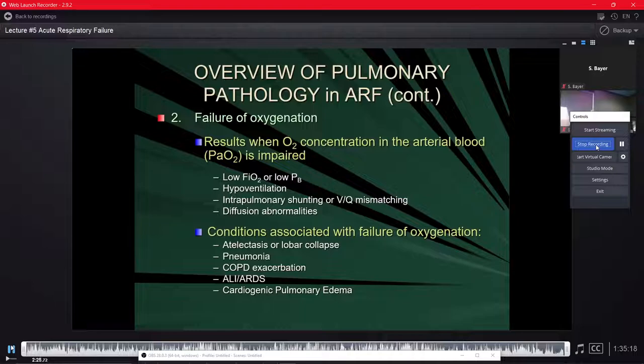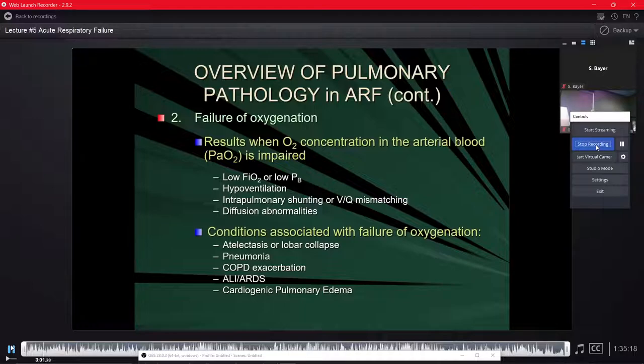So we also have failure of oxygenation. This happens when our O2 concentration in the arterial blood is decreased. Let me quickly remind you that a normal arterial blood gas, or ABG, would be a pH of 7.35 to 7.45, a carbon dioxide, the PaCO2, of 35 to 45, a PaO2 for the oxygen of 80 to 100, and a bicarbonate level, or HCO3, of 22 to 26. Some books say 22 to 27 or 28, and that's perfectly fine as well.